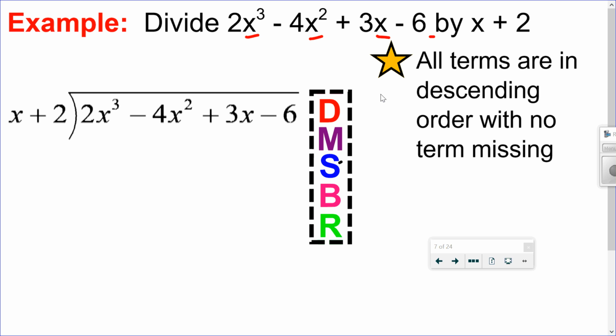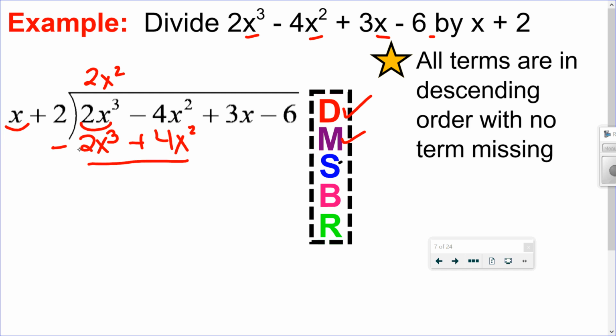Step 1, divide. I'm going to use the leading terms to divide. 2x cubed divided by x is 2x squared. So I've done my division. Now I do my multiplication. 2x squared times x, and then 2x squared times 2. Now I subtract. 2x cubed take away 2x cubed is 0. Negative 4x squared take away 4x squared is negative 8x squared. Then, since I've done the subtract, I bring down, so plus 3x.